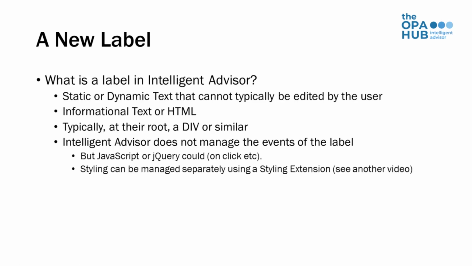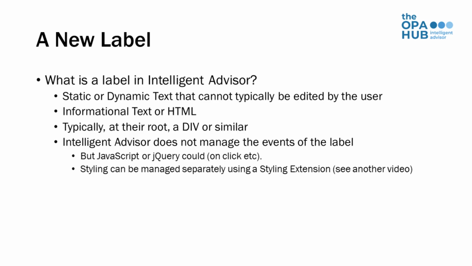But what is a label in Intelligent Advisor? At its simplest, it's a piece of text. It could be static text that you've typed in manually. It could be a substitution attribute. It could be some dynamic text, but it's basically a piece of text.